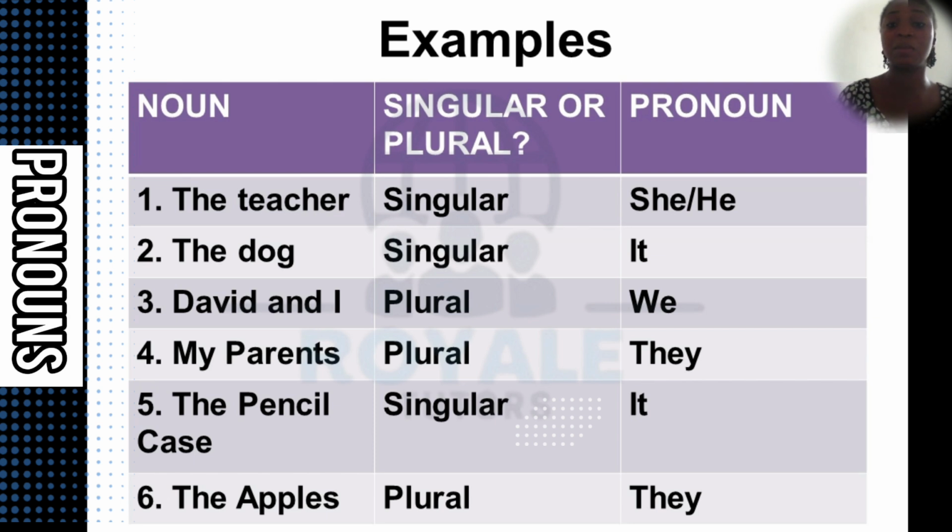The name of an animal. Okay, it's the name of an animal. So it's also singular because it's just one animal. And then the pronoun used to replace that is it.